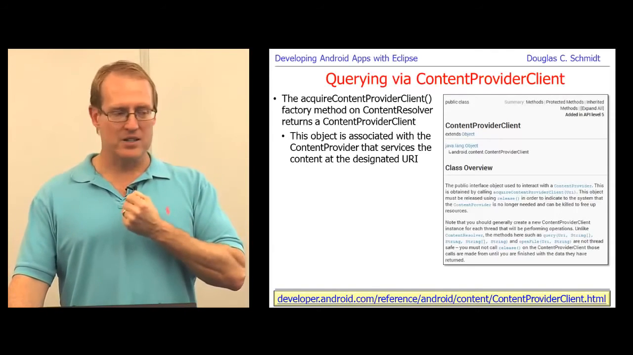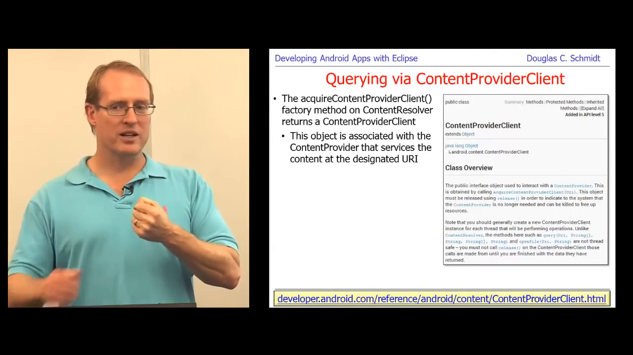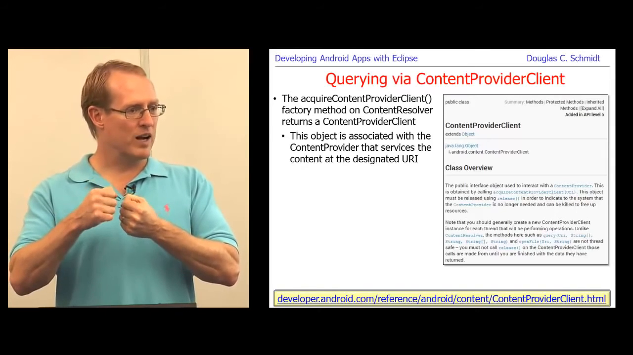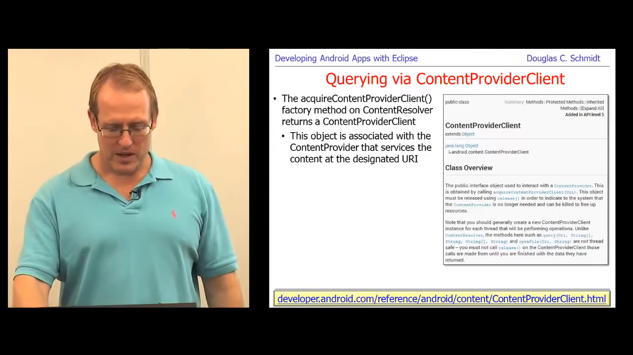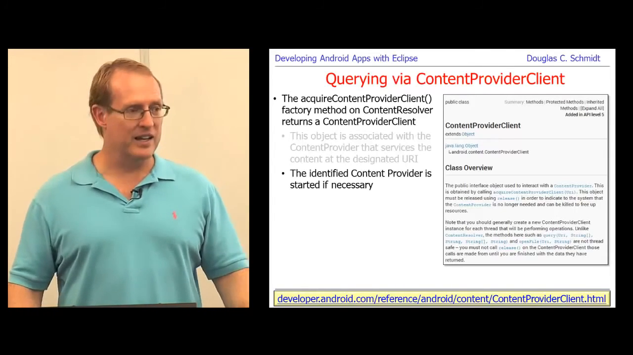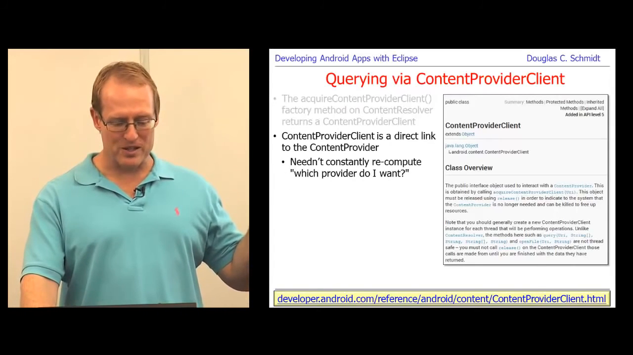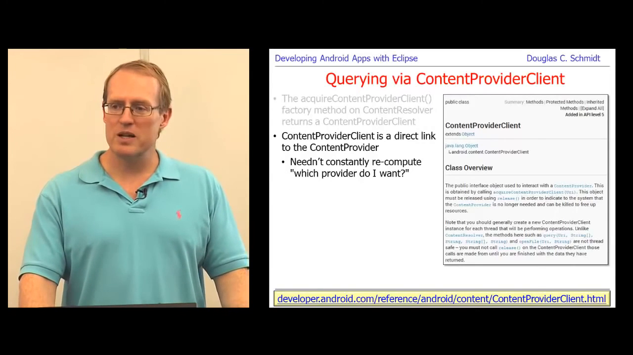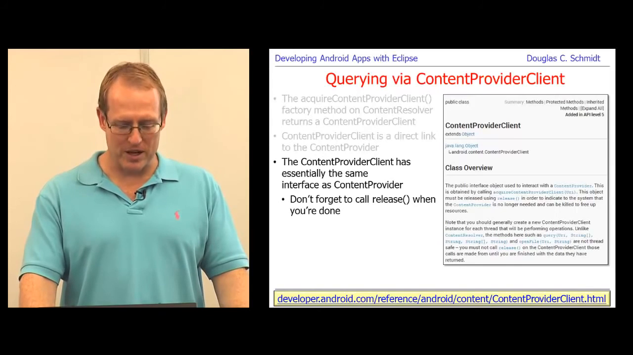And that comes back as this content provider client object, and then you can make method calls directly on that, and they're much faster. And it'll also use the activator pattern to start things up as needed. So it speeds things up, it doesn't have to do the lookup every time.